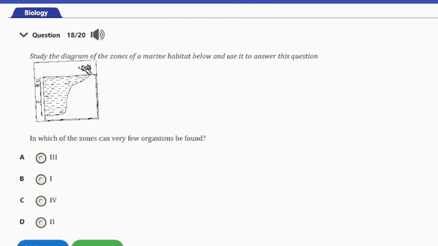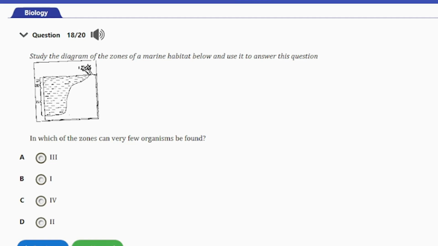Let's consider the next question, question number 18. We have a diagram here, and it says, study the diagram of the zones of a marine habitat below and use it to answer this question. In which of the zones can very few organisms be found? We have III, IV, and II.